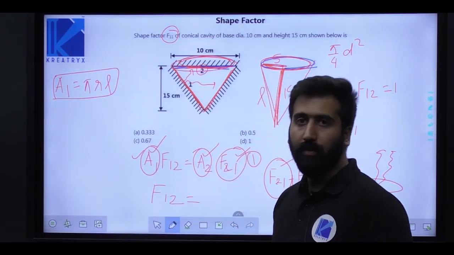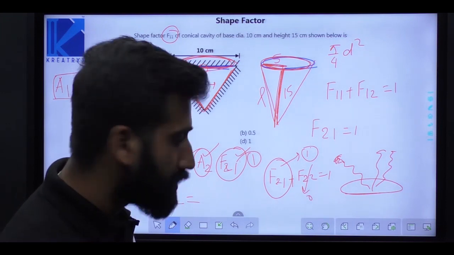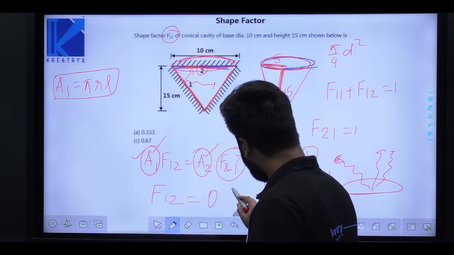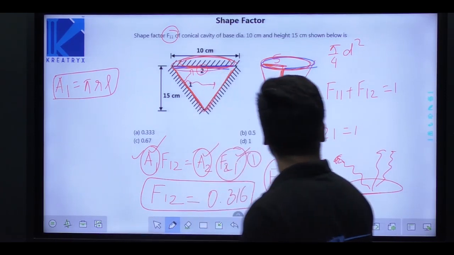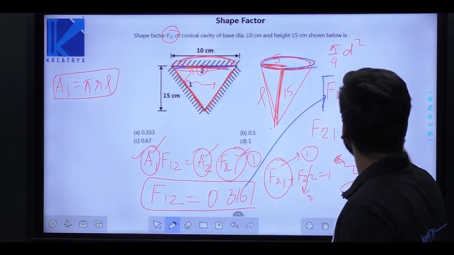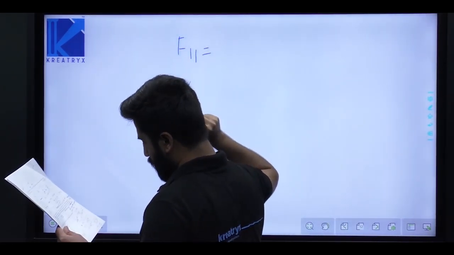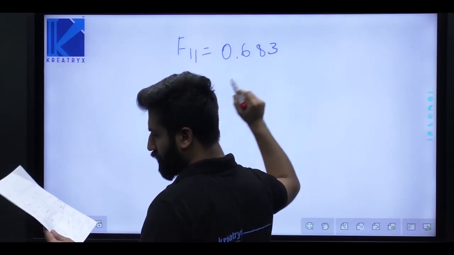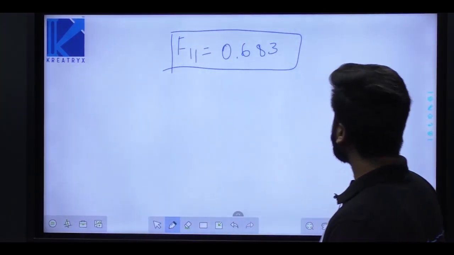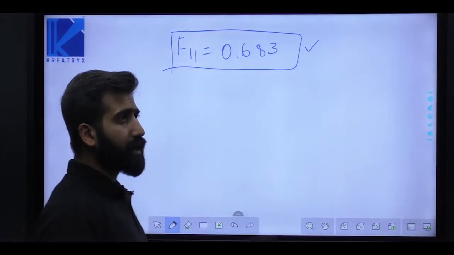Great. So in this question you have to use the summation rule on both the surfaces. F12, when you solve this, comes out to be 0.316. Put this in the summation rule applied on surface 1. You will get F11 equal to 0.683. That is option C, 0.68, approximately 0.7. So F11 is 0.68. This is how you solve questions related to shape factor.